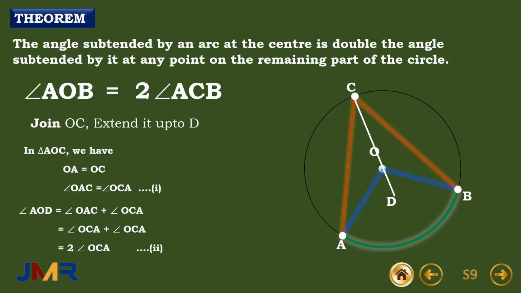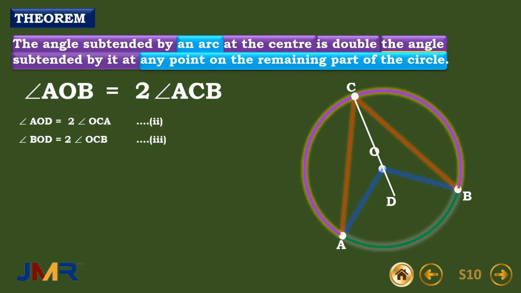Angle AOD is the exterior angle. Exterior angle is equal to the sum of the 2 opposite interior angles. But the 2 opposite interior angles are equal. Therefore, angle AOD is how much? 2 angle OCA. Similarly, angle BOD is equal to 2 angle OCB.